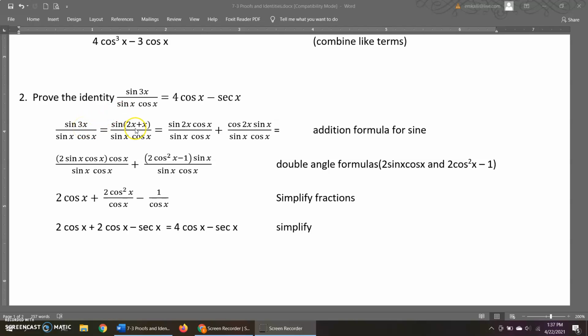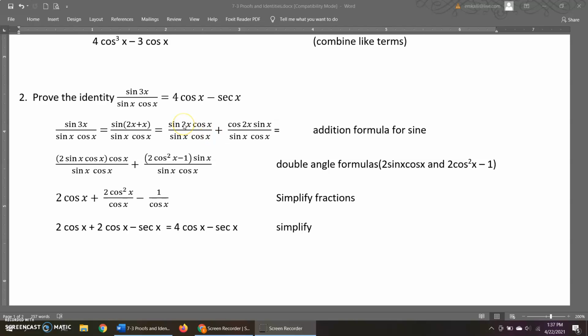Sine 3x is sine of 2x plus x. Then I'm going to use the addition formula for sine. And all I did was it becomes sine 2x cosine x plus cosine 2x sine x in the numerator. But I split it apart at the plus, and I just gave it the separate denominators. But it's still the sine addition formula. I just separated it into 2 fractions right at the plus sign.